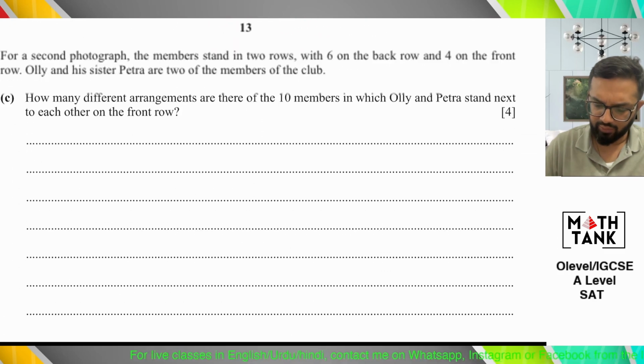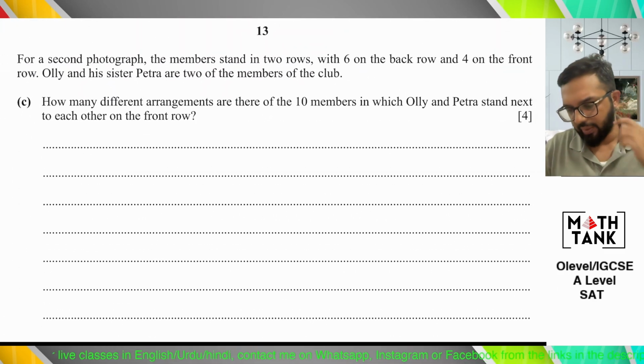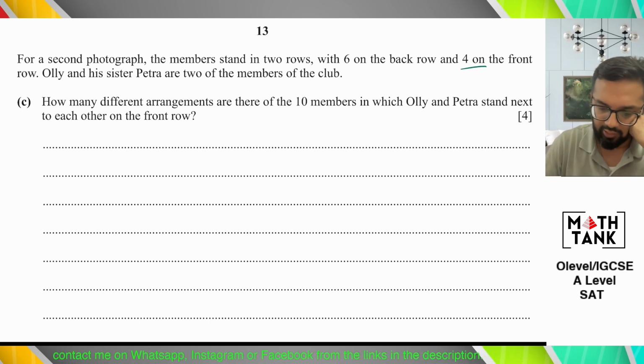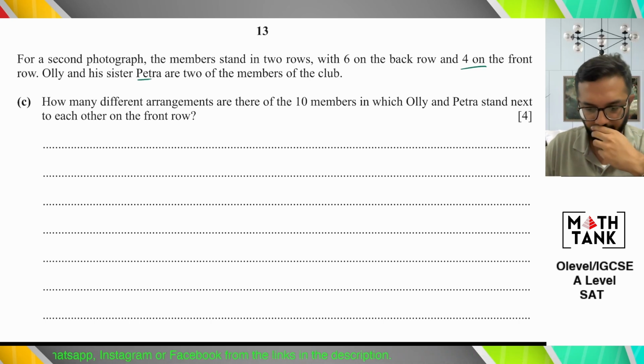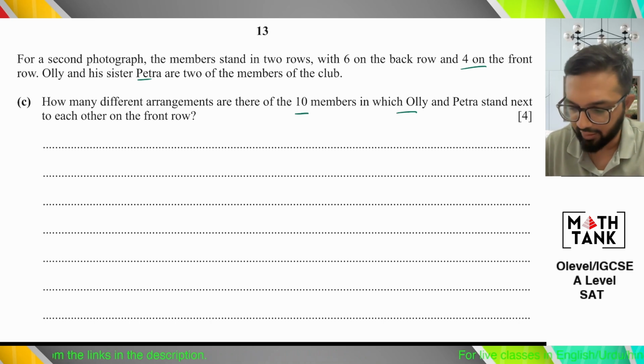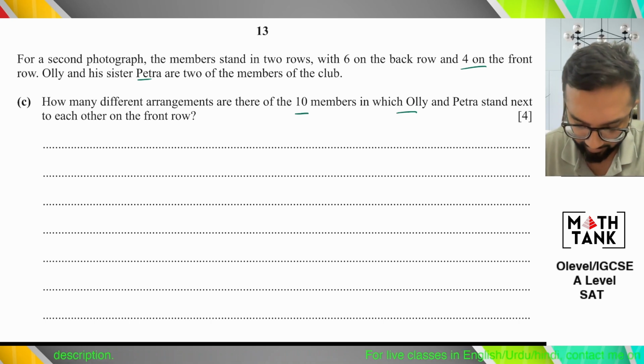And we have a last question. For a second photograph, the members stand in 2 rows with 6 on the back row and 4 on the front row. Ollie and his sister Petra are 2 of the members of the club. How many different arrangements of the 10 members are there in which Ollie and Petra stand next to each other in the front row?